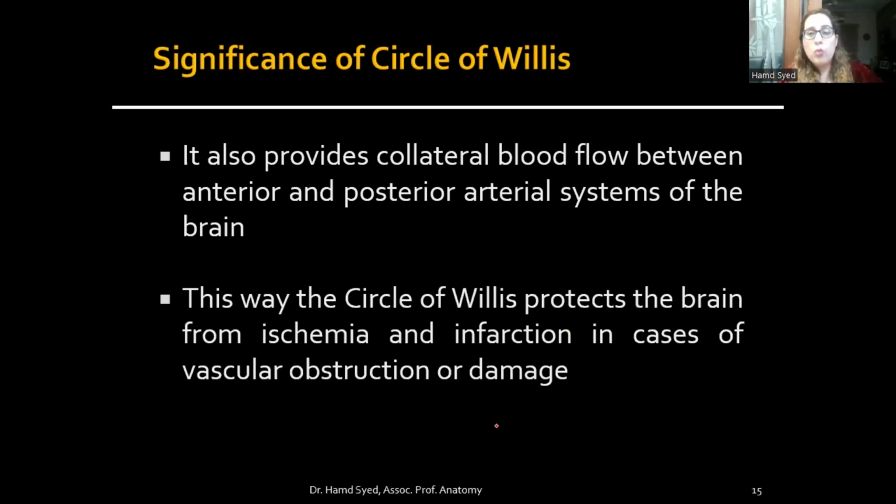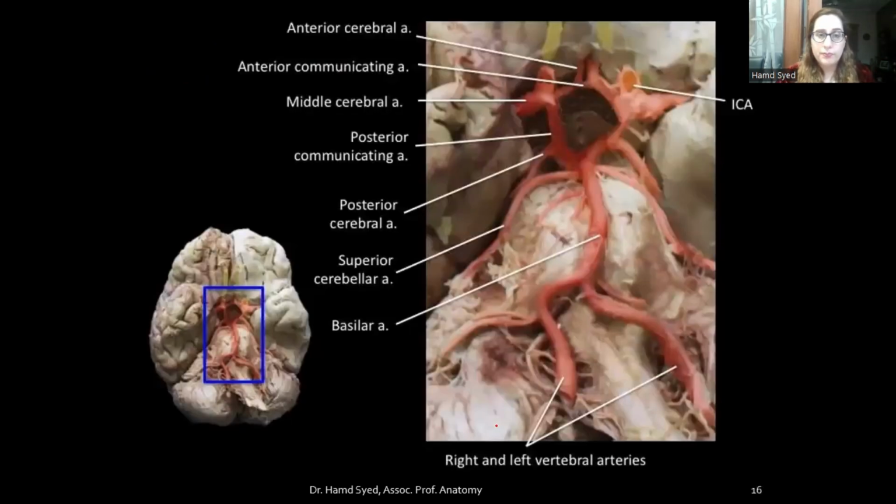And eventually, the advantage of this collateral blood flow is that this protects the brain from ischemia, which means decreased blood supply, and infarction, which means the tissue death in cases of vascular obstruction or damage.